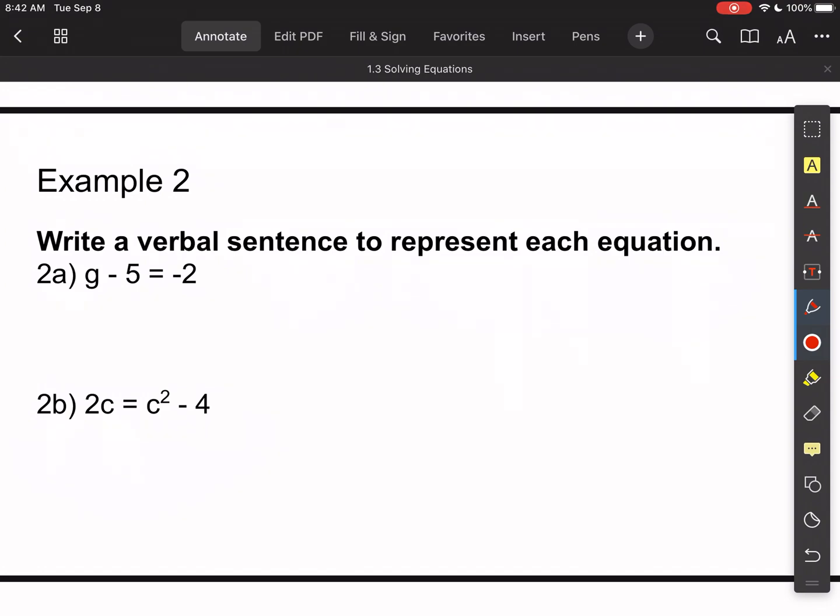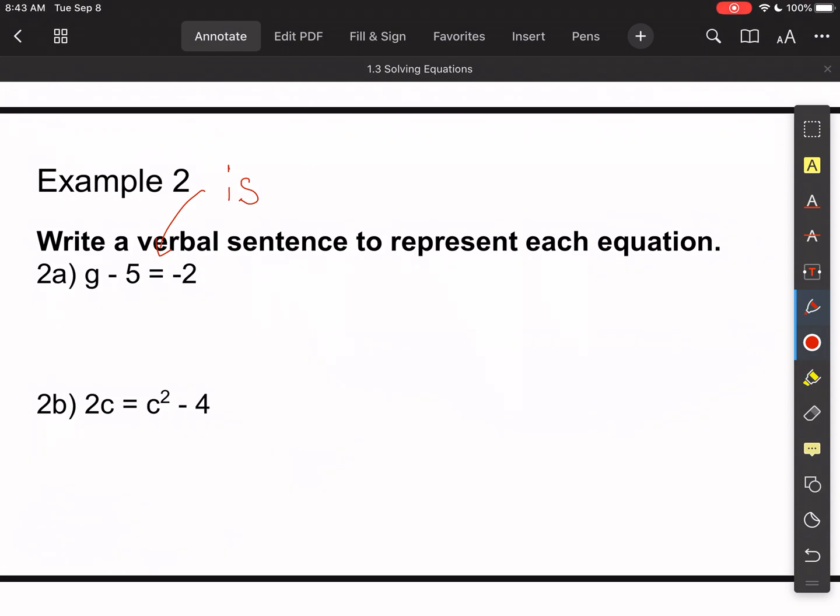Okay, so for this one, let's think of a couple of key terms here. For subtracting, you can always use the word subtracting, or you can use less than, or you can use difference of. Equals is, we can always say the word is for equals. These are just kind of reviewing. So let's just try this one out.